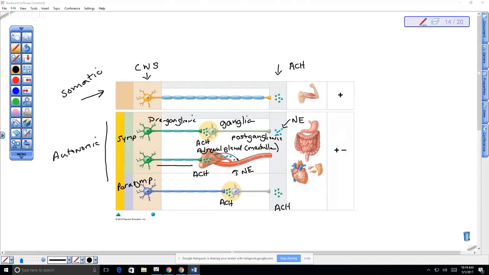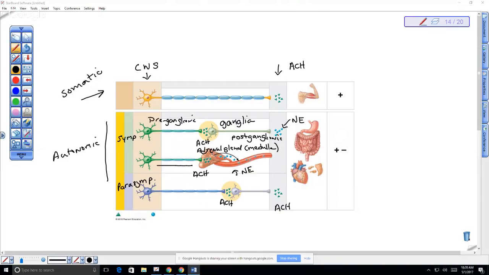How about leads to orgasm in males and females? That was sympathetic. Okay. Stimulates copious sweating? Sympathetic. So does the parasympathetic even innervate our sweat glands? No, right? So that's one of those unique innervations. How about increases peristalsis in digestive tract? Parasympathetic. Stimulates fat breakdown or lipolysis. Sympathetic, right, because that can be used as energy.